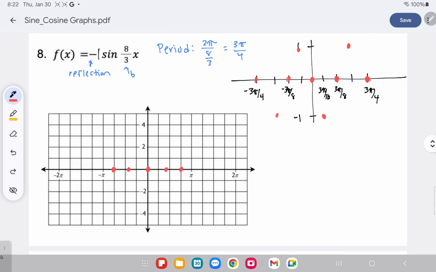And then we're going down first. So just between those 2 points, 0, 0 and 3 pi over 8, we're going to go down to, oh, just negative 1. And then we're going to go up to 1 between the 2 points. And then we're going to keep following that pattern. As long as you have 2 periods, that's good.